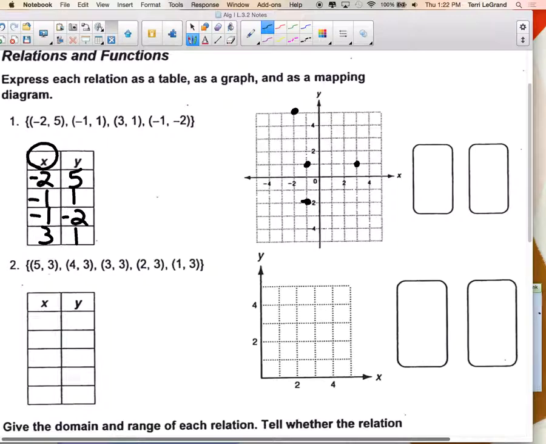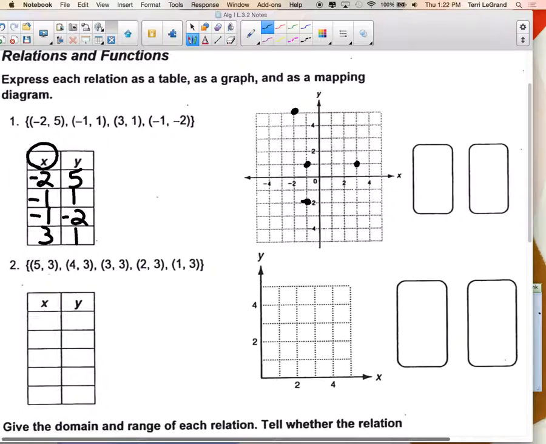Right now, how are you feeling about this one? Do you think this relation is a function? No. Why not? At negative one, there's two. Yeah, at -1 for x, there's 2 different y values, aren't there? And it shows it because we have 2 points aligned vertically.